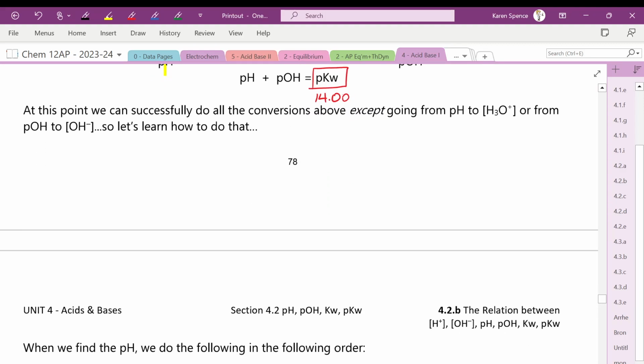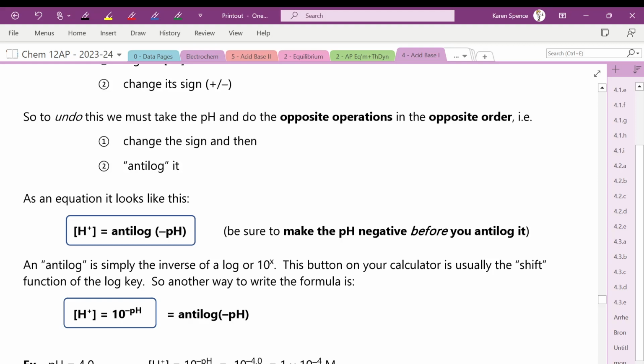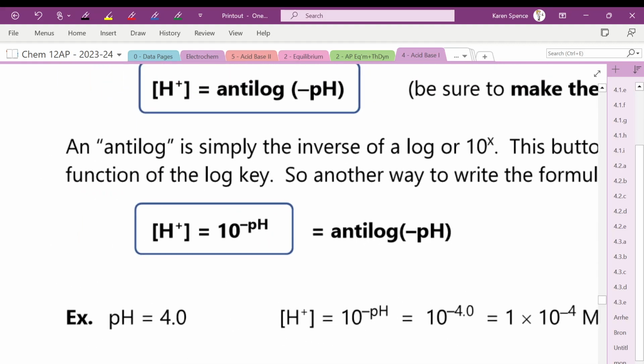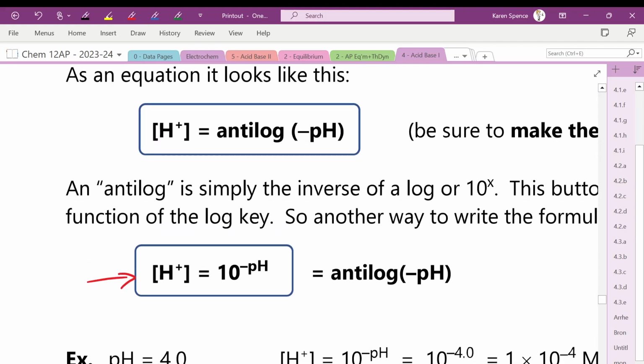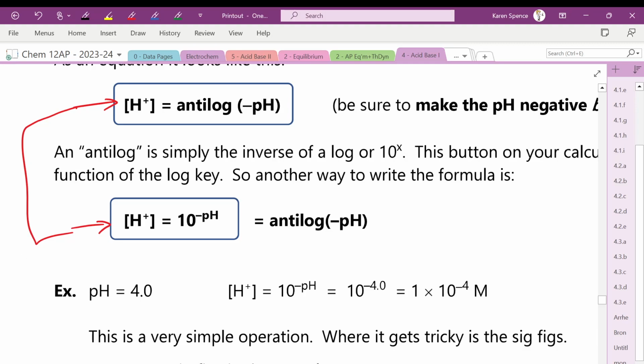And we came up with this formula here. There is another way of writing it. H is 10 to the negative pH. You can also write it as H is the antilog of the negative pH. I actually find this one much easier to remember and write. So I usually use that one, but if you like the terminology antilog, you can do that.